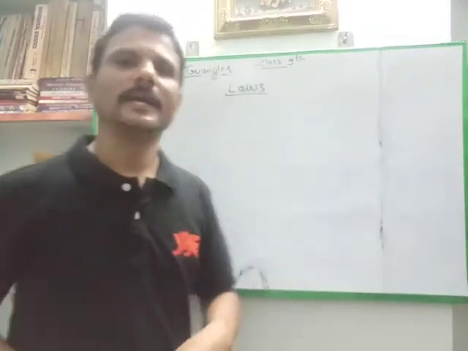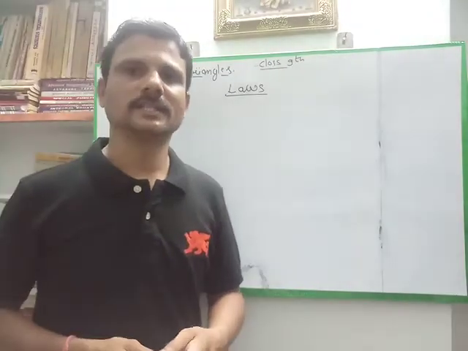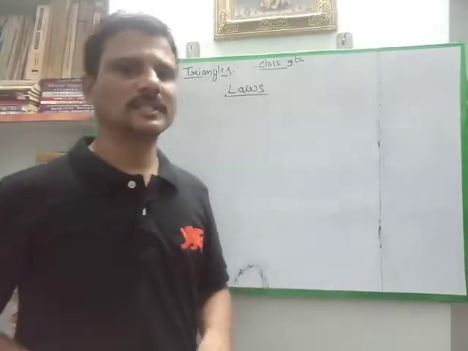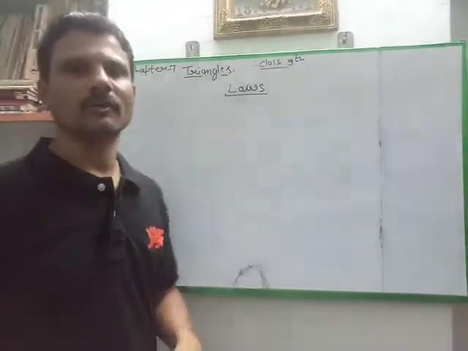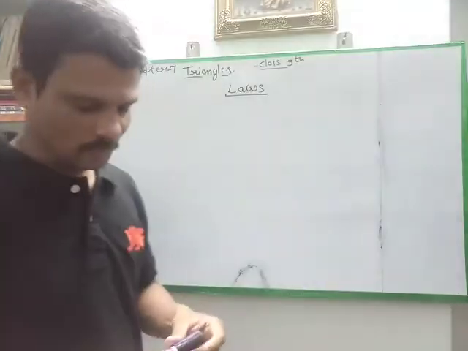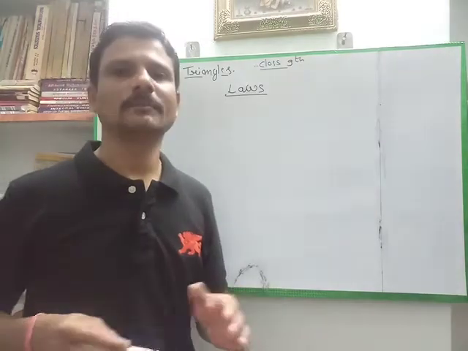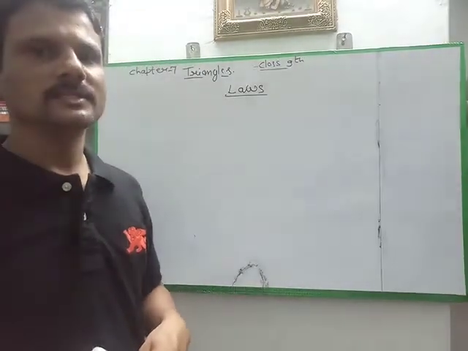Hello children, in our last class we discussed chapter number 6 completely. Now we are going to discuss chapter number 7 from today onward. Chapter number 7 is triangles. So we will have to understand some laws related to triangles.